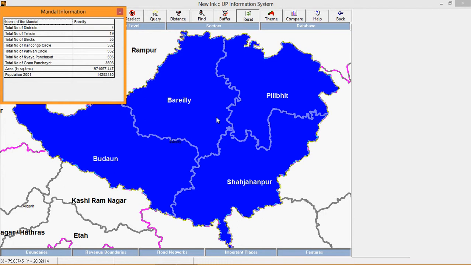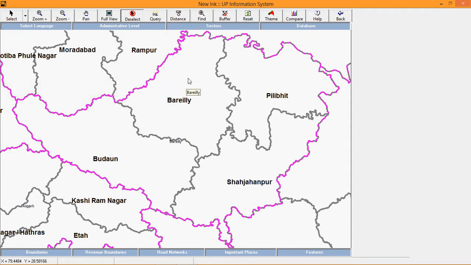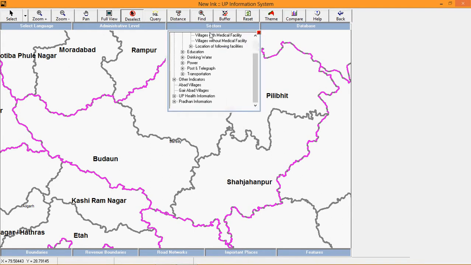Total Kanungo circles are 552 and Patwari circles are also 552. Total Nyaya Panchayats are 506. Number of Gram Sabhas are 3,593. And area in square kilometers is this. And population as per 2001 is 1,42,92,450. This is the macro data about the mandal.